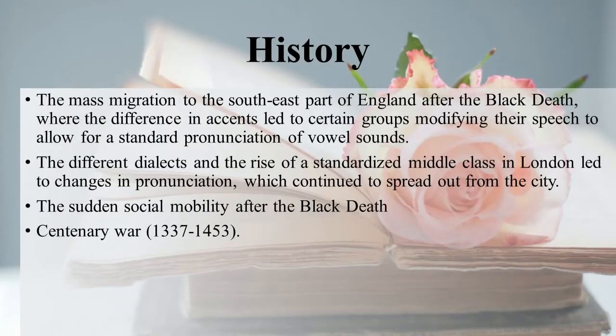The exact causes of the shift are continuing mysteries in linguistics and cultural history. But some theories attach the cause to the mass migration to the southeast part of England after the Black Death, where the difference in accents led to certain groups modifying their speech to allow for a standard pronunciation of vowel sounds. The different dialects and the rise of a standardized middle class in London led to changes in pronunciation, which continued to spread out from the city.